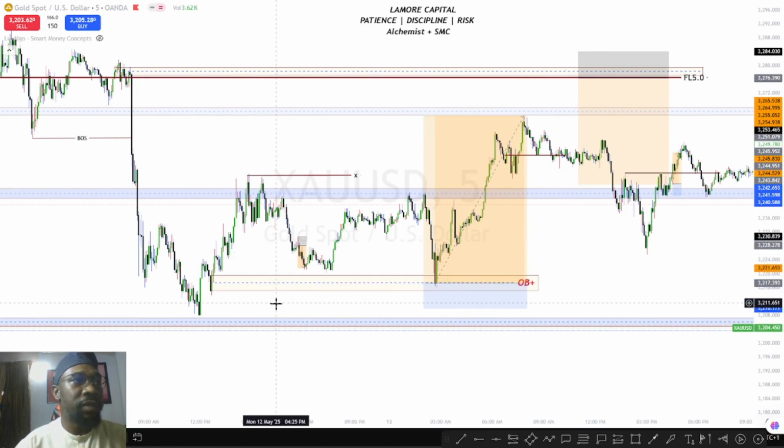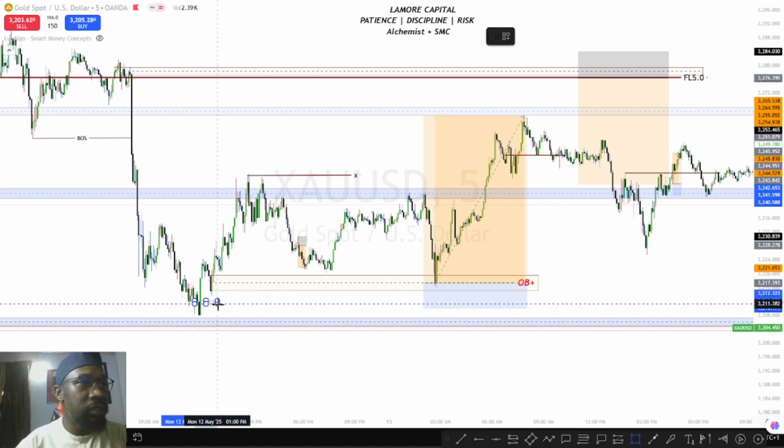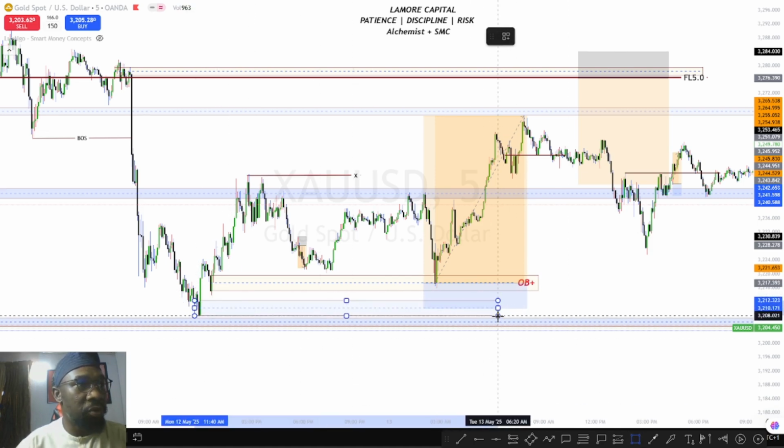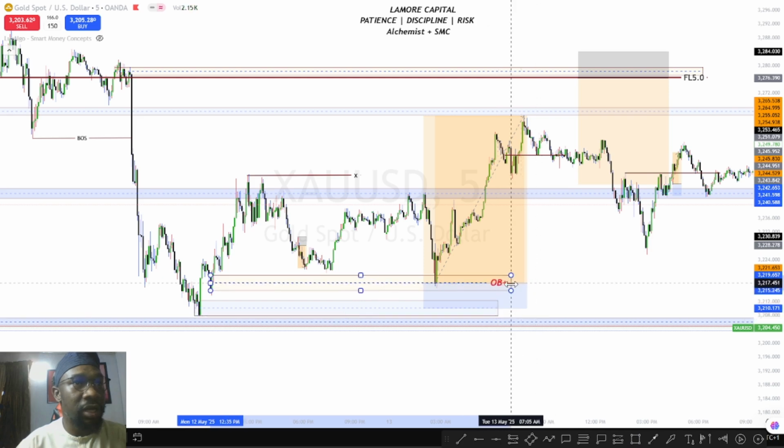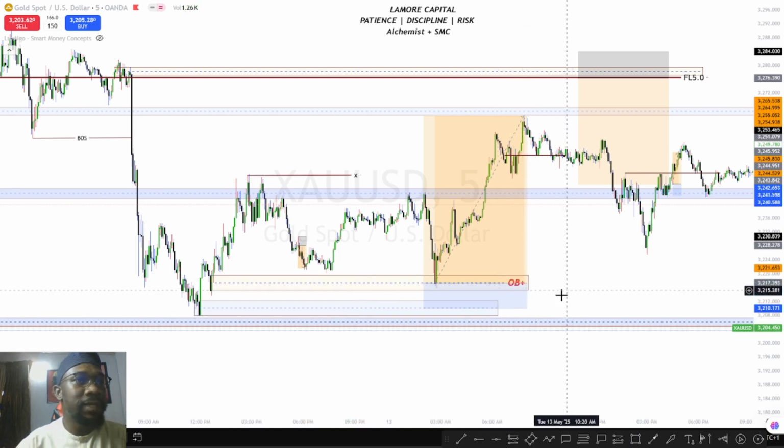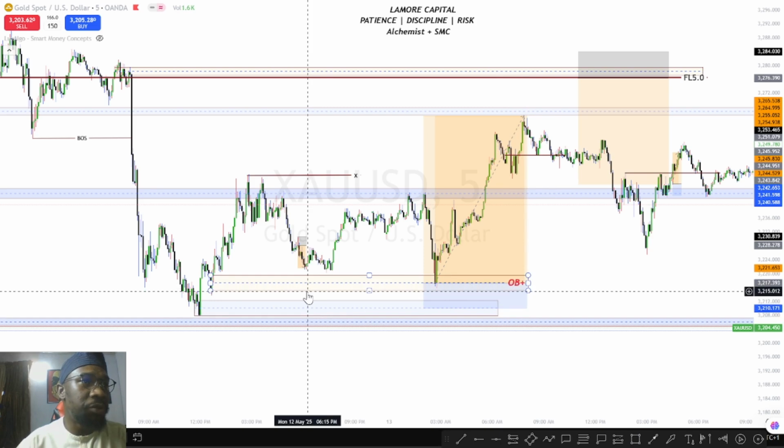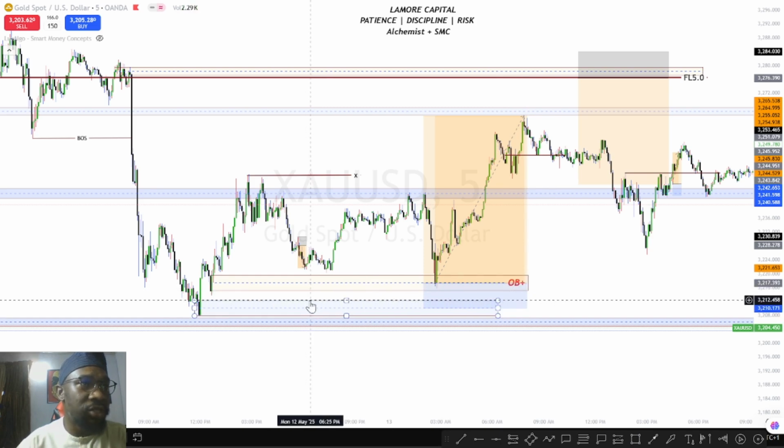We're on the 5 minutes time frame. We have two POIs. I want to make it practical. This is the extreme POI and this is the decisional POI. Now, why did I choose the decisional POI instead of the extreme POI?